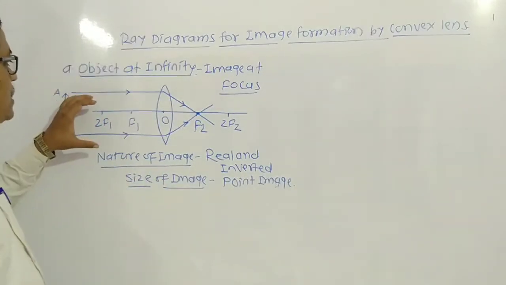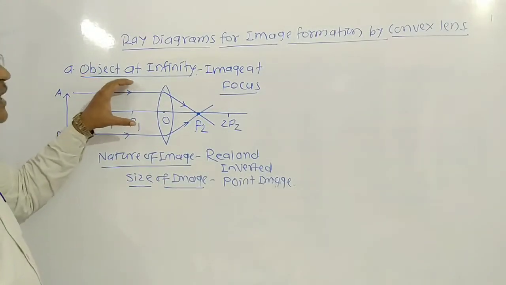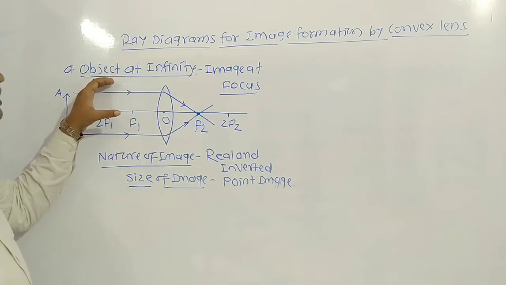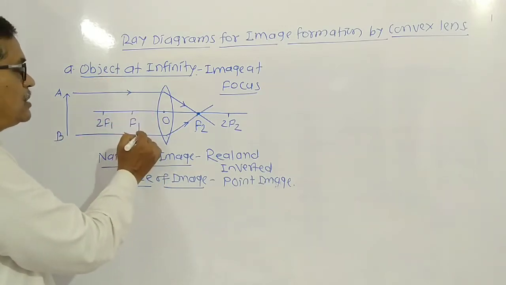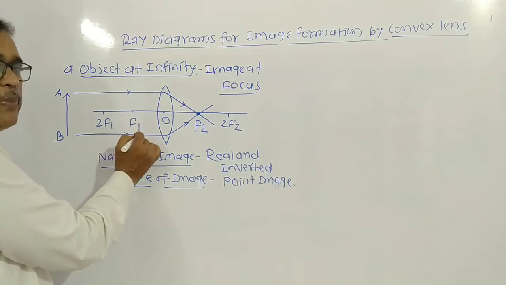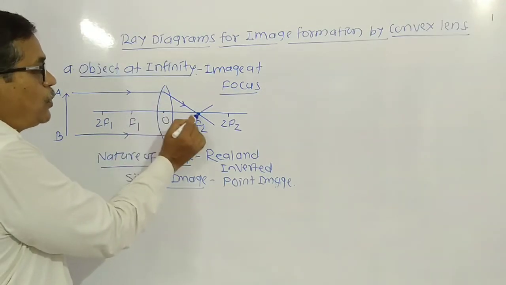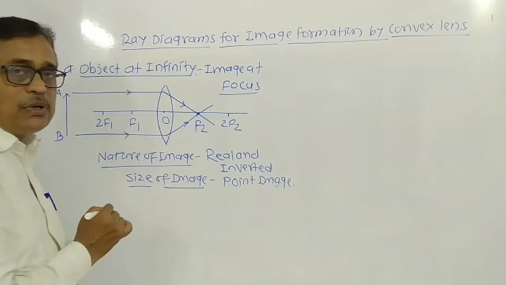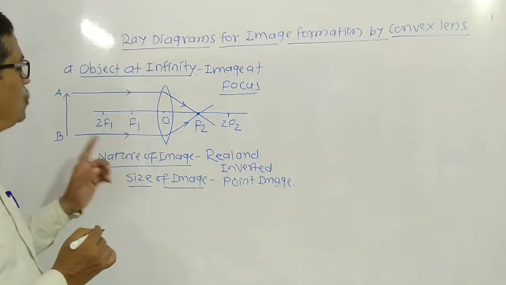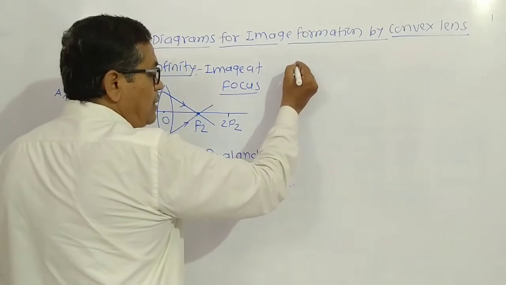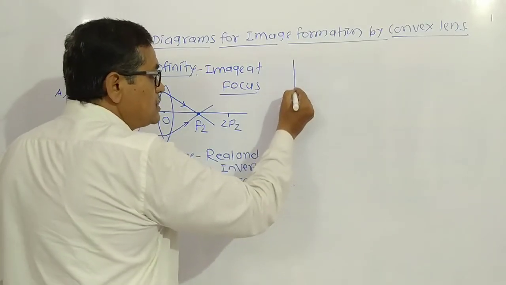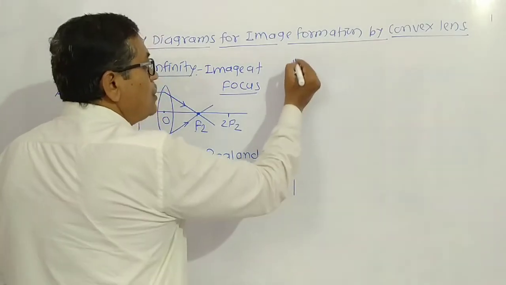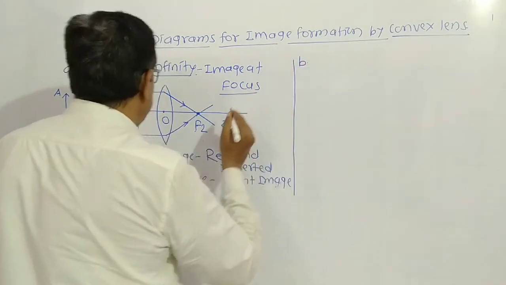That is the first diagram. Object at infinity. You are given the position of the object only, then we can draw the diagram. Both light rays are parallel to the principal axis, both refracted rays pass through the focus, and the image is at focus. Look here, dear student, that is diagram number second.